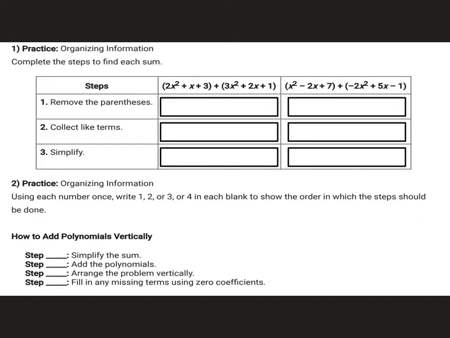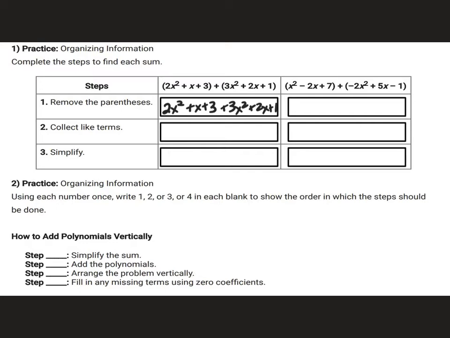So now that we know how to do the basic methods of simplifying polynomials, let's actually go ahead and try to add some polynomials together. Whenever we're adding polynomials together, the first thing that we want to do is just remove the parentheses. So let's look at this example over here. I'm going to remove the parentheses to complete step 1. By doing that, I'm just going to write the entire expression without the parentheses, plus 3x squared plus 2x plus 1.